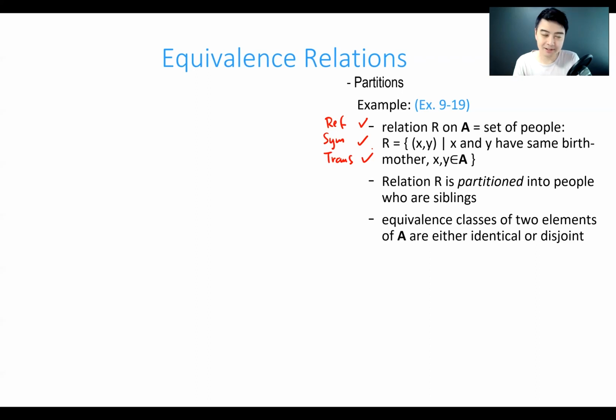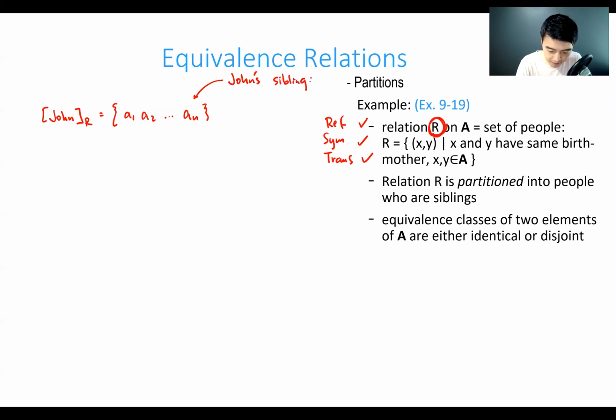Now we can take a guess, or we can take a look at what an equivalence class is here. Let's pretend that we have a person named John. We have the equivalence class of John in this relation R. It must have a bunch of objects, so we'll call them A1 all the way up to AN. And who are these people? Well, you might say that these people are John's what? They share the same birth mother as John, so John's siblings. Now, I should also note that John is in there as well. Just remember, John is always in the equivalence class of John. It's always in there because it's reflexive. That's something that we have to note.